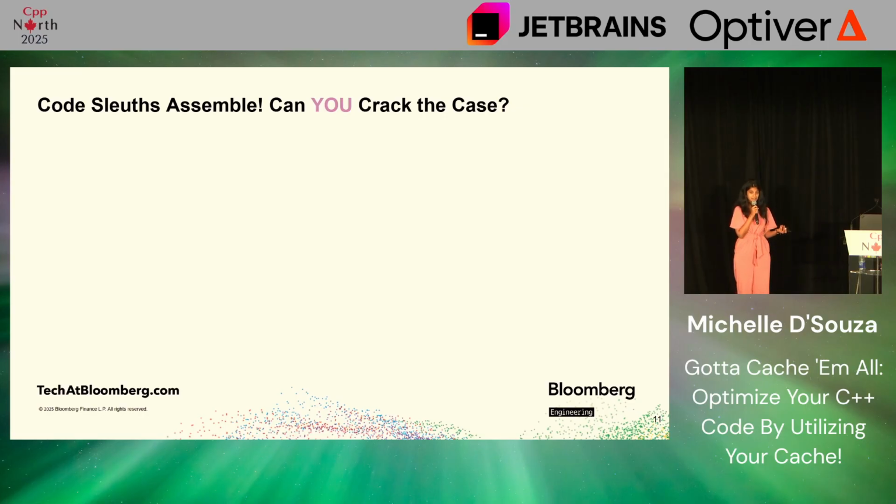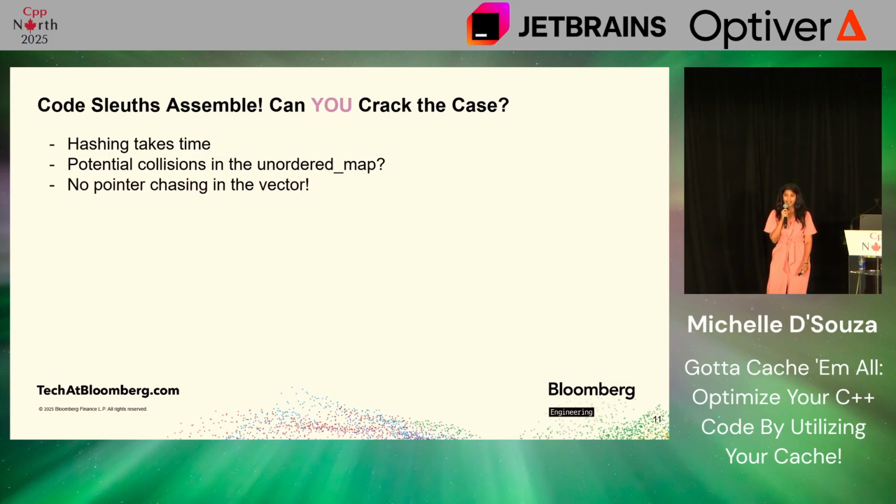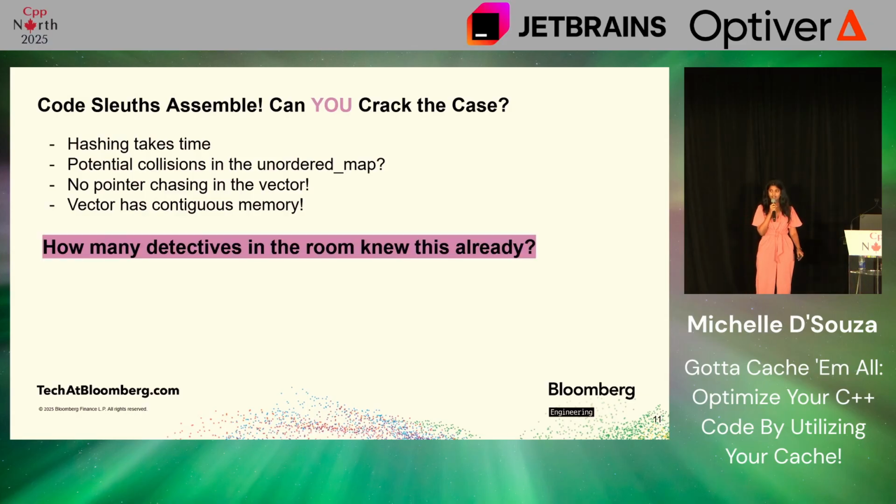There are a lot of reasons. There's also hashing, which takes time, and that happens in the unordered map. There's potential collisions that can happen in the unordered map. And there's no pointer chasing in the vector, right? But of course, there's contiguous memory, so we have cache locality. Just out of curiosity, could you raise your hand if you already knew about this? Okay, so it's almost, I think, 3/4 of the room. Nice.